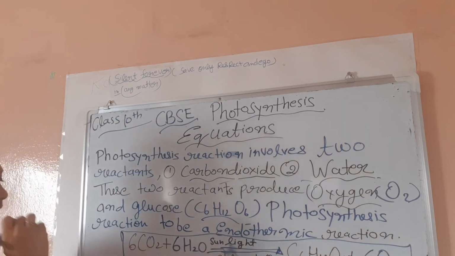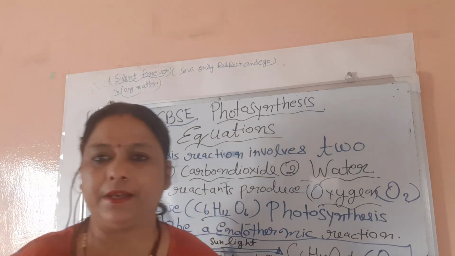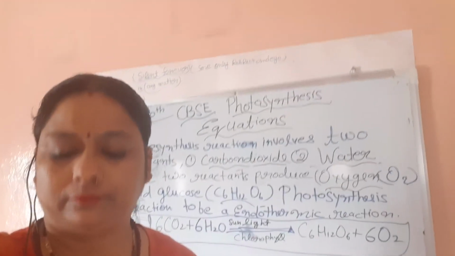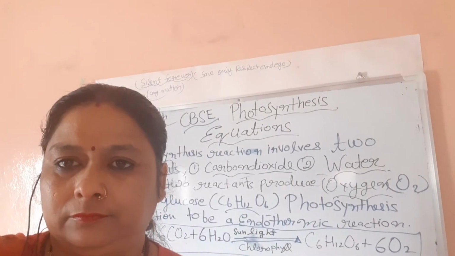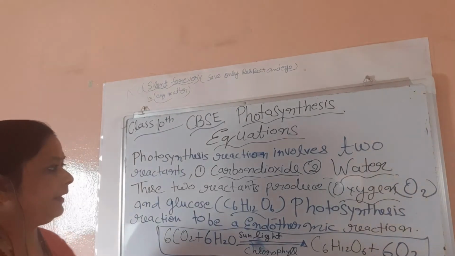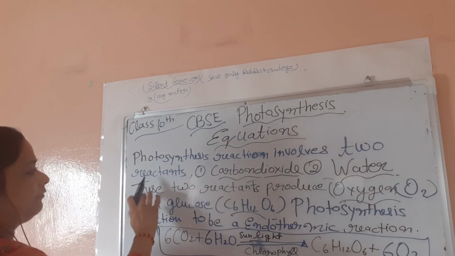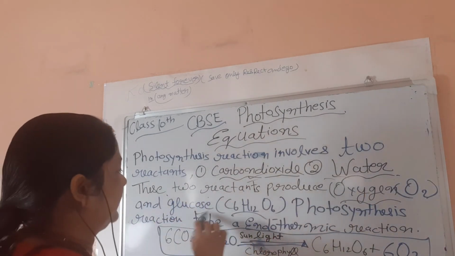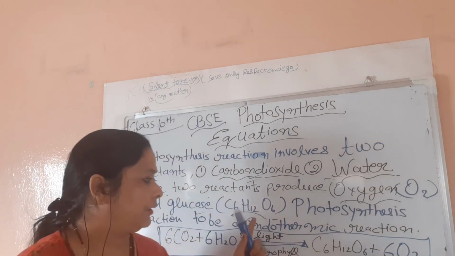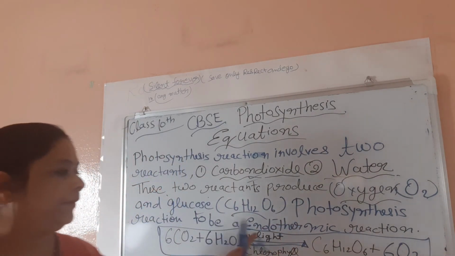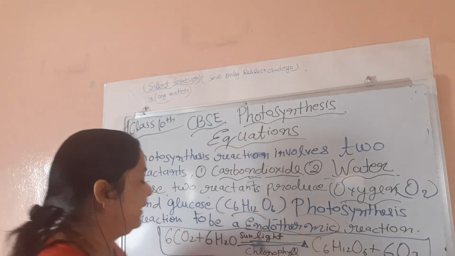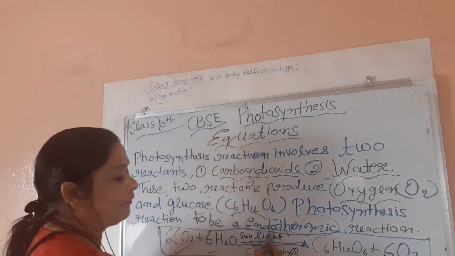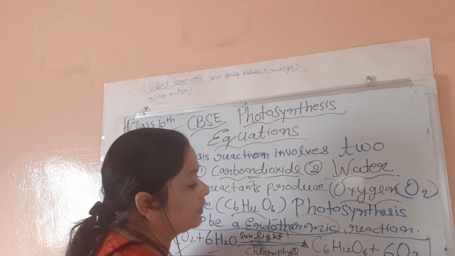Please keep in mind, this is a very important topic. You can easily note it down in your notebook. The photosynthesis reaction involves two reactants, carbon dioxide and water. These two reactants produce oxygen and glucose. The photosynthesis reaction is an endothermic reaction. The formula is 6CO2 plus 6H2O, in the presence of sunlight and chlorophyll, gives C6H12O6 plus 6O2.